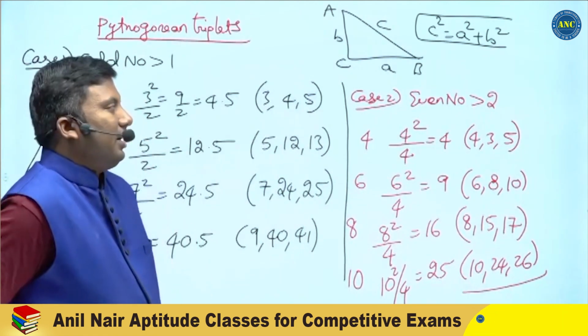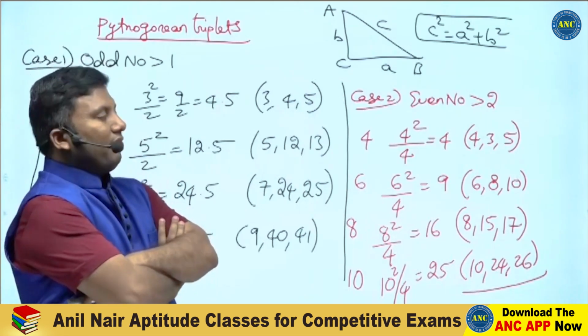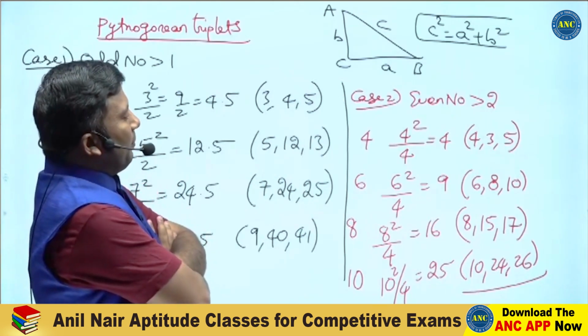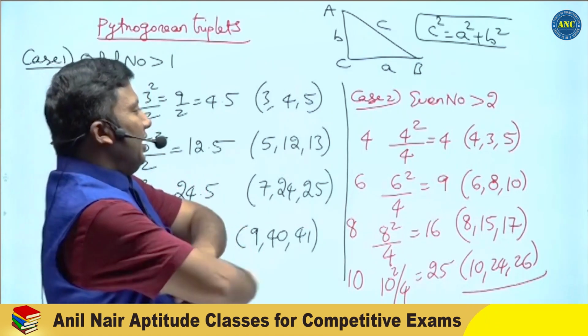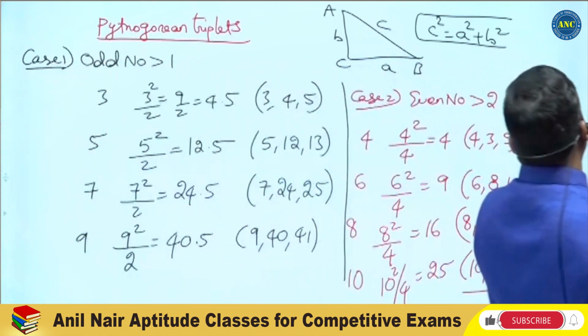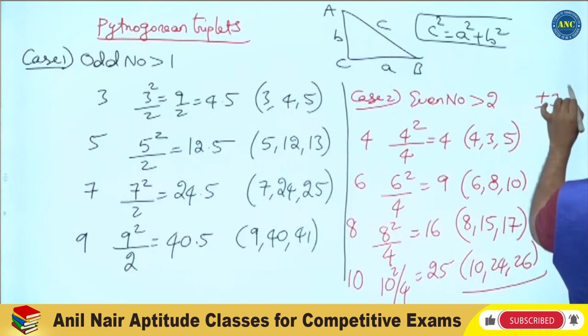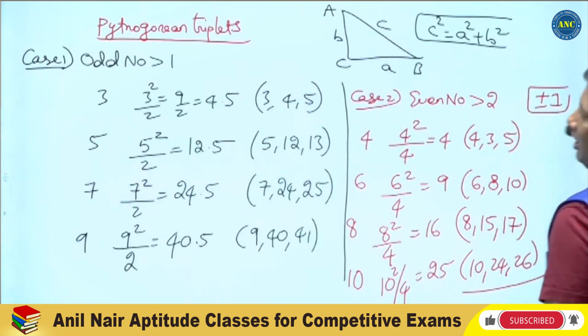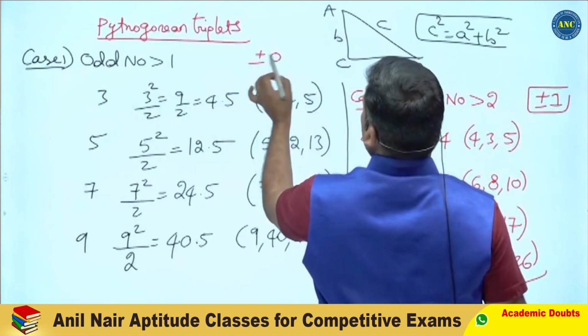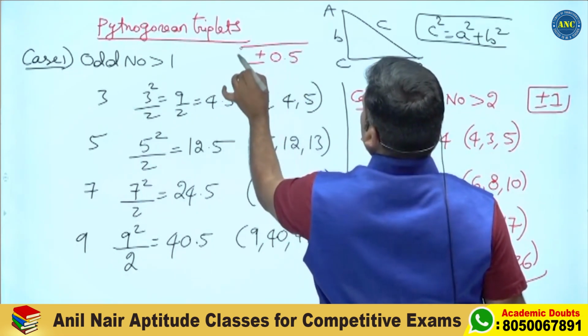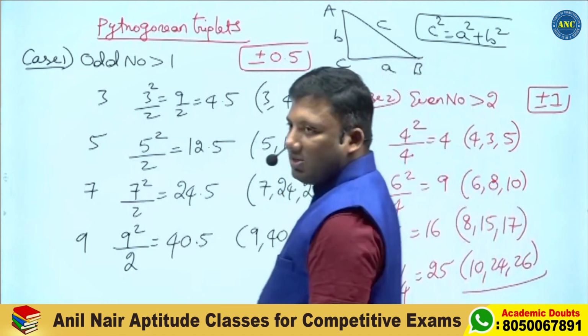Even number greater than 2. If it is an even number, 4, 4 square divided by 4, 16 divided by 4, 4. Here the entire concept is plus or minus 1. For odd numbers, the entire concept is plus or minus 0.5.